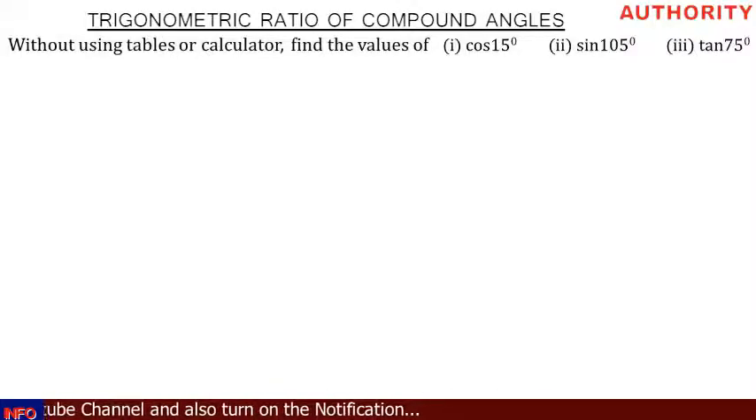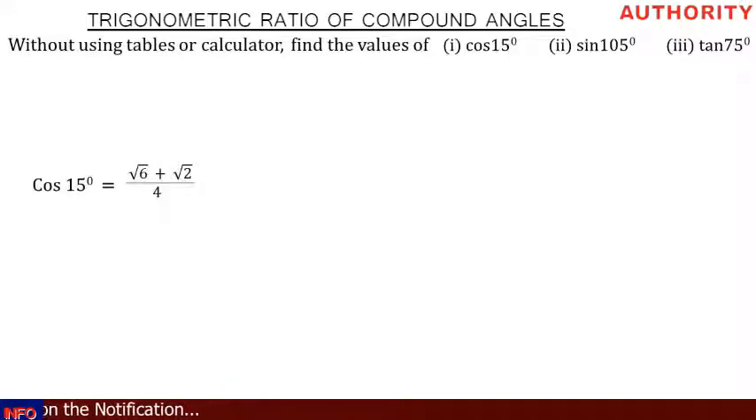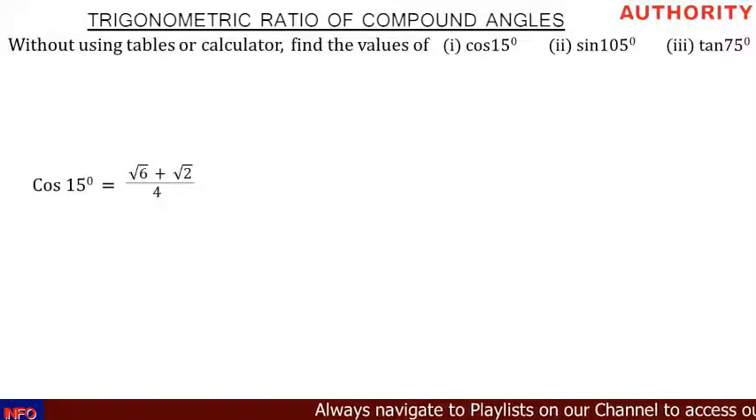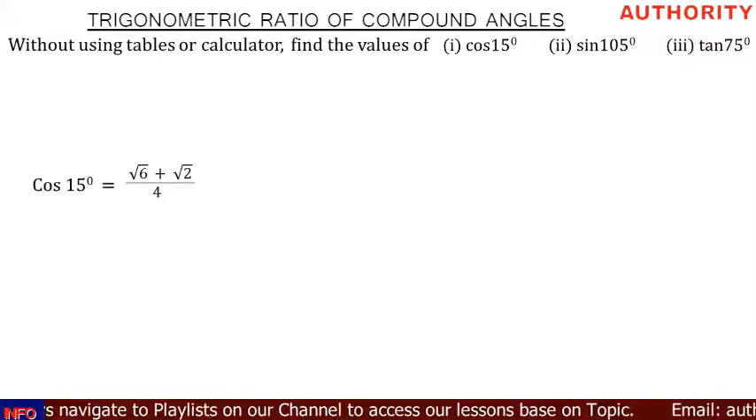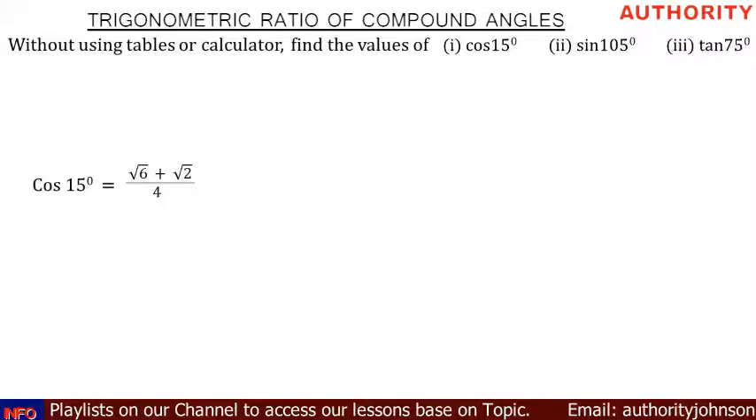When you bring your calculator and punch cos 15 degrees, it's going to give you root 6 plus root 2 all over 4. Yes, that is what it will give you. But we are asked to solve without using a calculator or table. So, what can we do so that we find the true value of cos 15 degrees, which is root 6 plus root 2 all over 4?